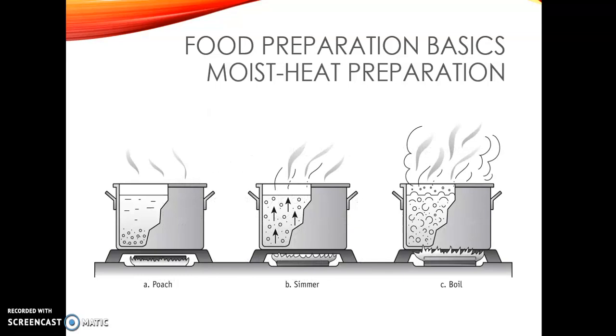Here is just the difference between the size of the bubbles for a poach, a simmer, and a boil. You can really see that with poaching, the bubbles are centered at the bottom of the pot and are small. Simmering has still small bubbles, but they're throughout the pot, whereas boiling is going to be rapid, large bubbles all across the pot.